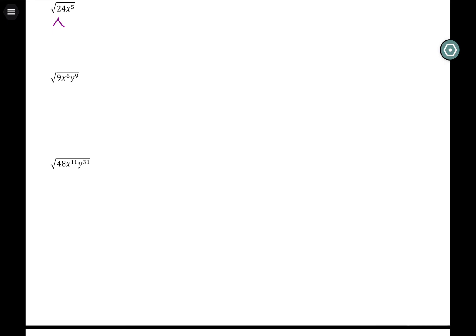So I would say 4 is definitely a factor of 24. And generally, that's the way I work through this. I know my perfect squares. 2 squared is 4, check for a 4. If that doesn't work, 3 squared is 9, check for a factor of 9. Work your way up through those perfect squares.